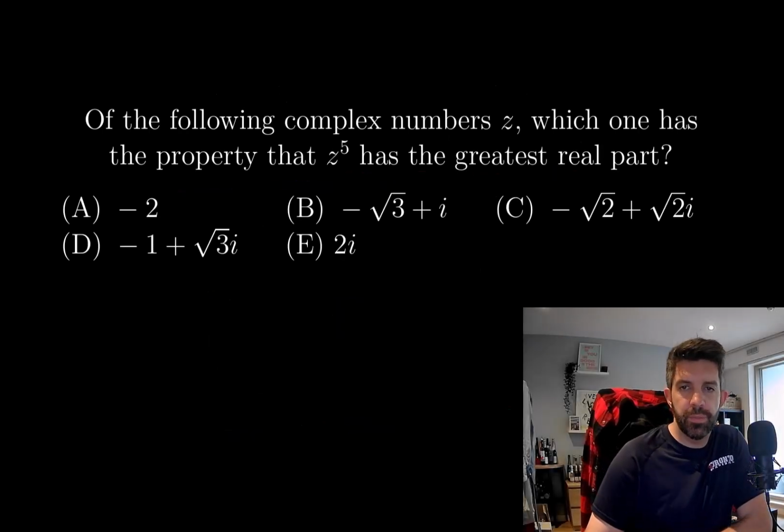Of the following complex numbers z, which one has the property that z to the 5 has the greatest real part?